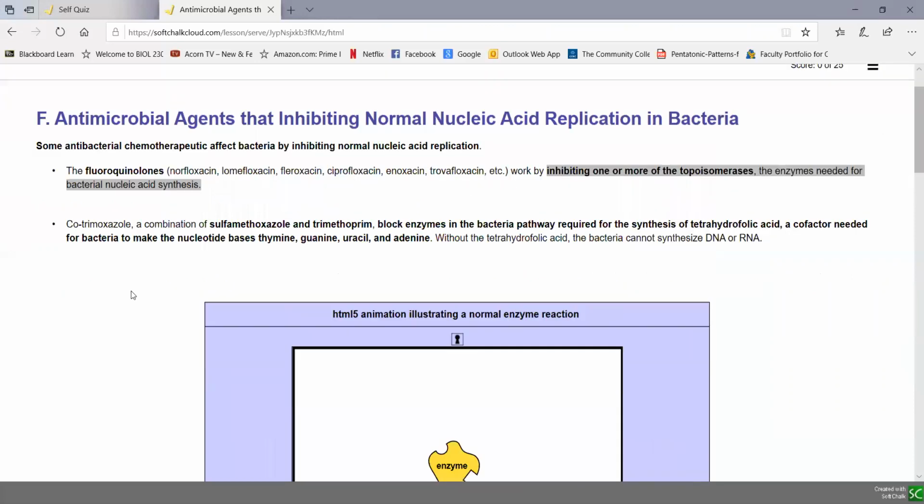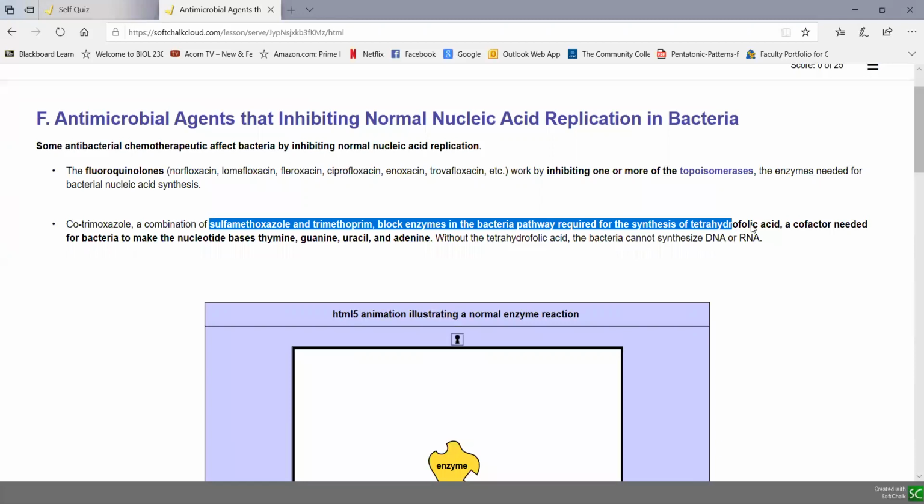And then our second group that we'll talk more about later on in Unit 2 is a drug called cotrimoxazole. Bactrim and Septra are two brand names of that. And this is a combination of two synthetic drugs, sulfamethoxazole and trimethoprim. And these two antimicrobial agents alter two enzymes in the bacterial pathway required to synthesize a cofactor needed for DNA replication. That cofactor is called tetrahydrofolic acid.